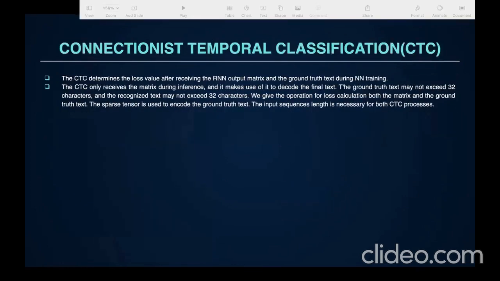Another thing we have used is CTC, connectionist temporal classification. It determines the loss, which is designed for tasks where we need alignment between sequences, but where that alignment is difficult. The CTC will receive the matrix during inference, and then it will use it to decode the text, and the text should not exceed 32 characters. So we'll give both the loss and the ground truth text.